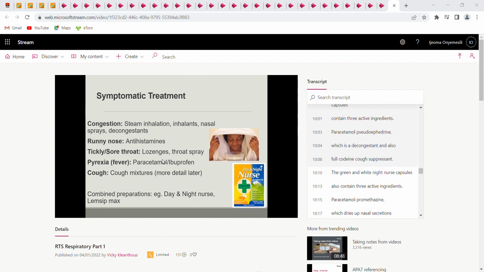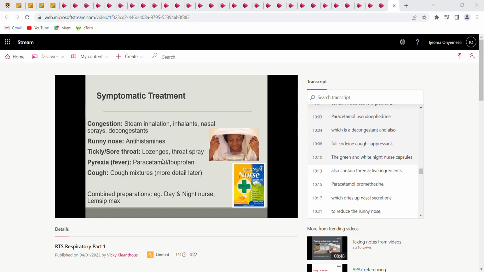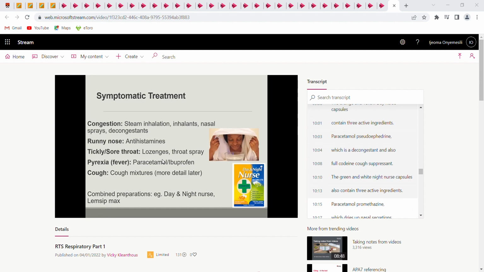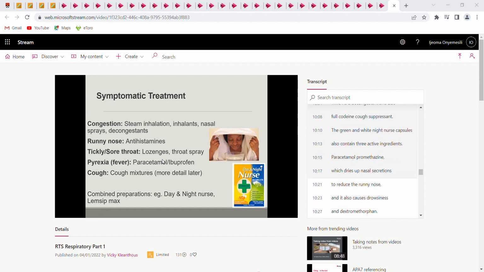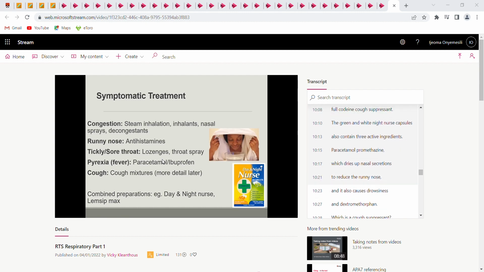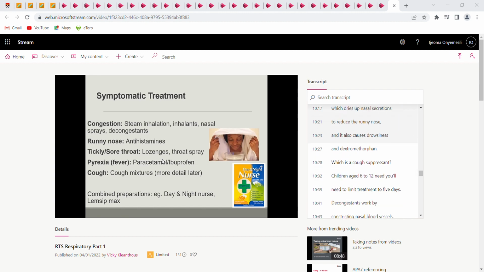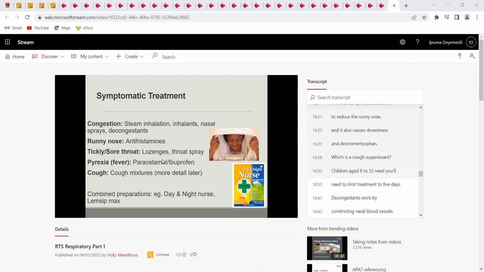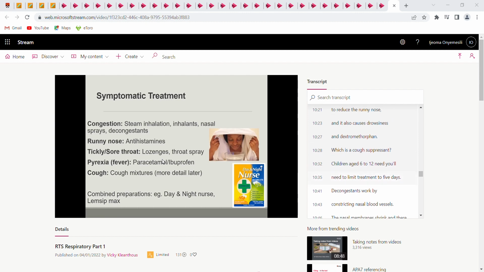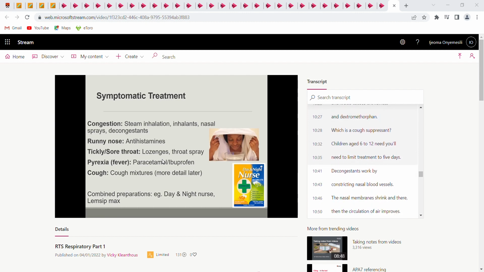a cough suppressant. The green and white night nurse capsules also contain 3 active ingredients: paracetamol, promethazine, which dries up nasal secretions to reduce the runny nose, and it also causes drowsiness, and dextromethorphan, which is a cough suppressant. Children aged 6 to 12, you'll need to limit treatment to 5 days.